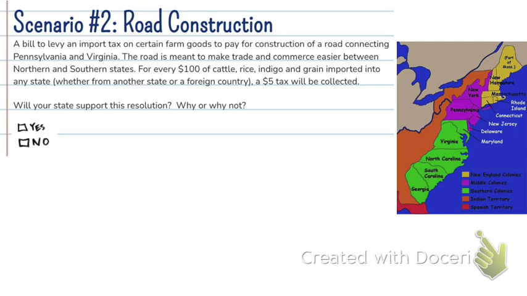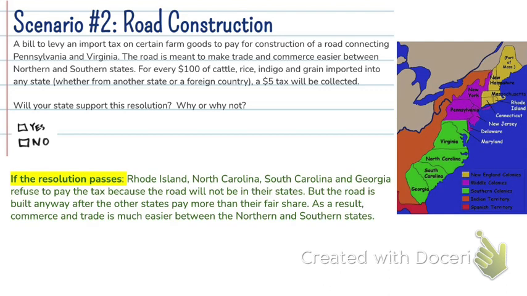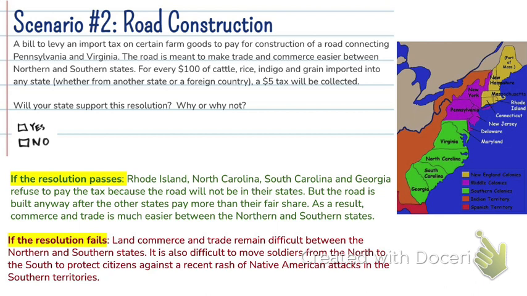All right, let's vote. Are we going to vote to pass the tax, that we're going to agree to pay the tax? Hold them up. We need 9. We have 1, 2. What are you, yay or nay? All right, 3, 4, 5, 6. We failed it again. Okay, so we did not pass the tax. Don't touch my money. Because it failed, land, commerce, and trade still remain difficult between the northern and southern states.